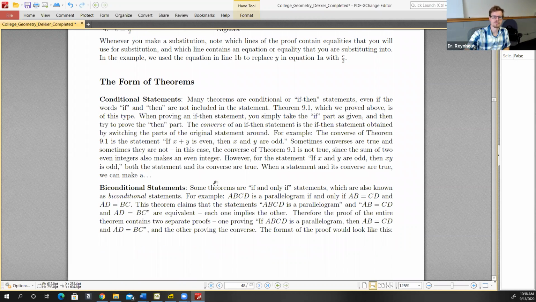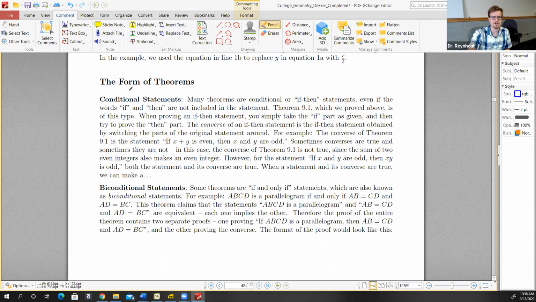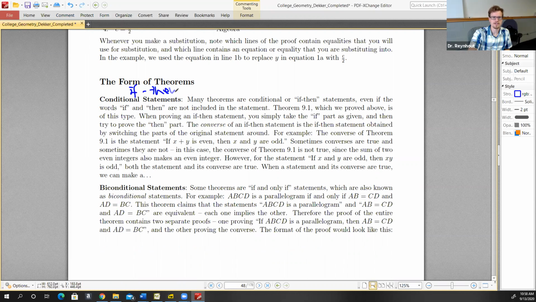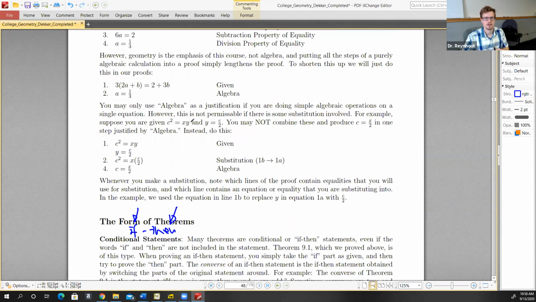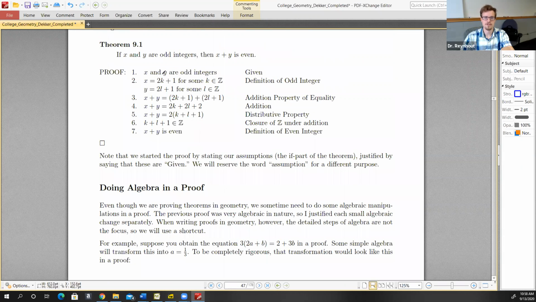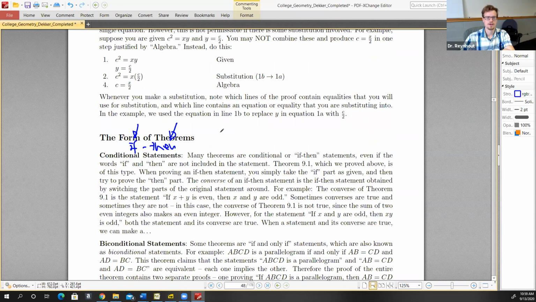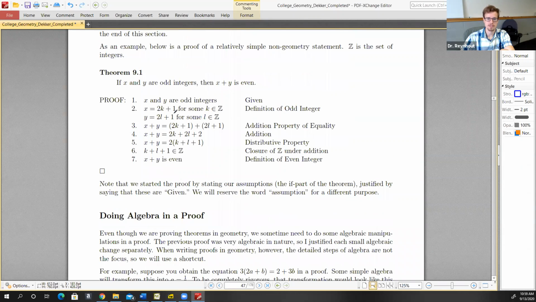And then the form of theorems. We talked about conditional statements already, which is essentially an if-then statement. We assume the if, and then we show the then. So our proofs start off with the if: x and y are odd integers. That's the given. It's what we start off with. We show the then part is true. So coming back up to here, the then part is x plus y is even, and that's what we finish with. We show that x plus y is even.